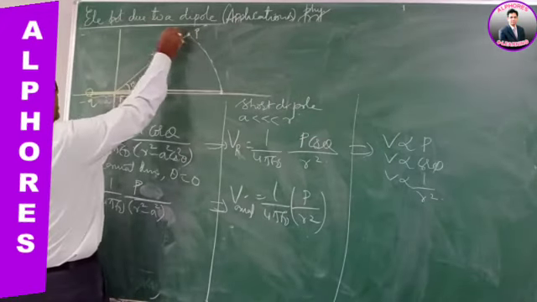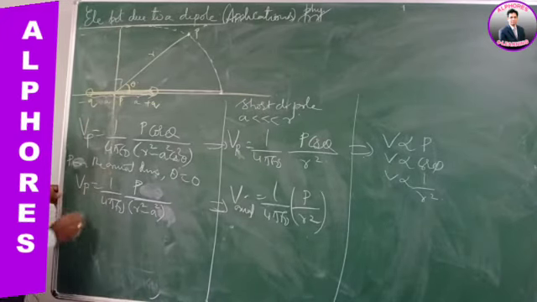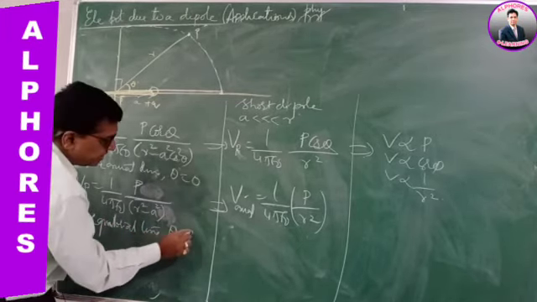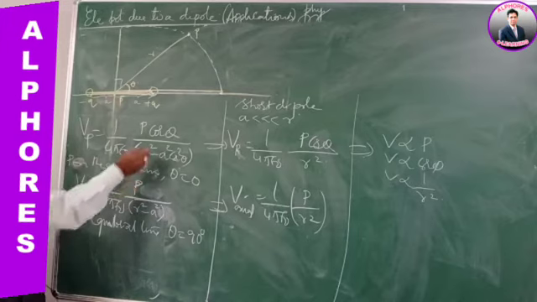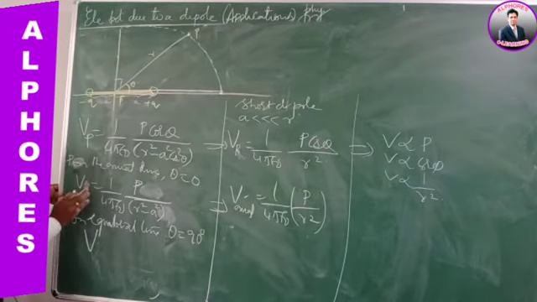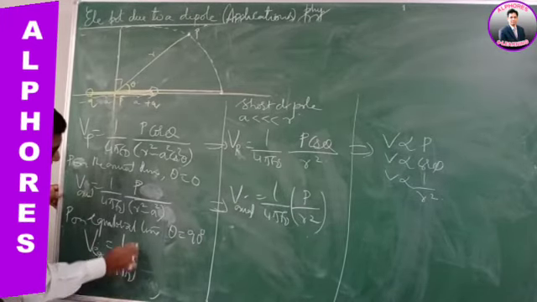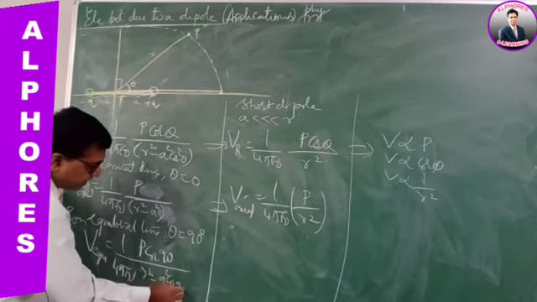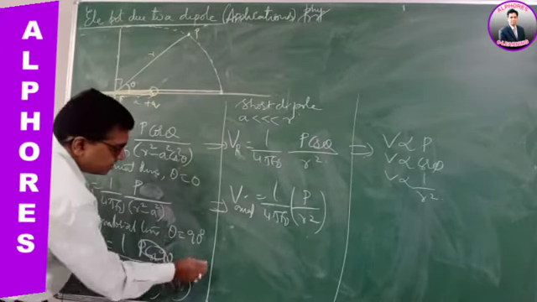If the point P lies on the equatorial line, in the sense theta is 90, then substitute 90 here. So the potential on the equatorial line, this is the axial line, this is the equatorial line, is 1 by 4 pi epsilon naught P cos 90 by R square minus A square cos square 90. But you know cos 90 is 0. So the final answer is 0.